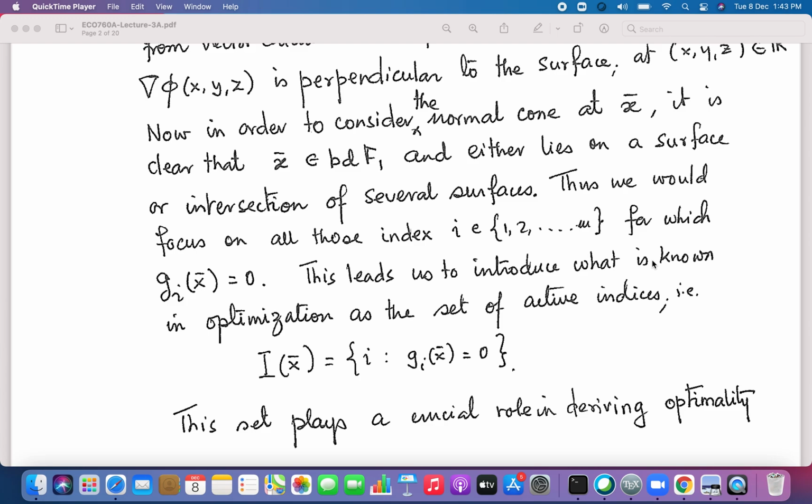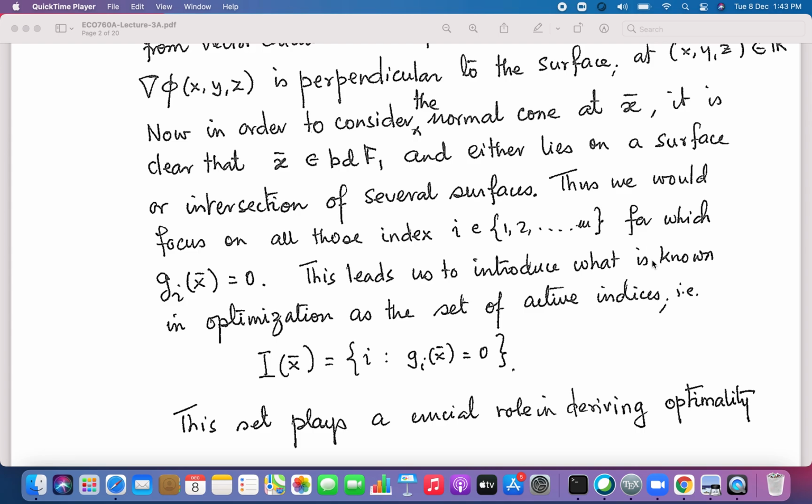The active index means we are looking at which surfaces the point x bar lies on. So basically, find all those indices i for which g_i(x bar) equal to 0. If I want to compute a kind of normal, and the gradient actually is the normal, these are the surfaces that I want to consider.